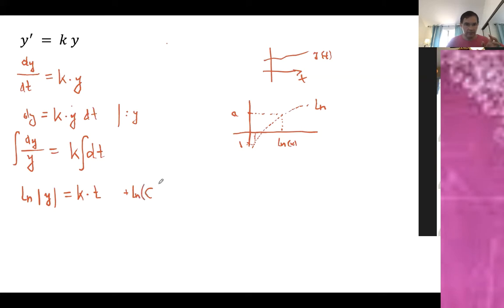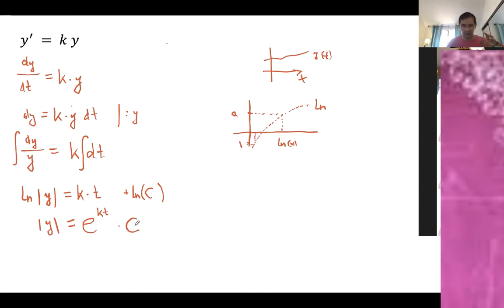Now let's apply the exponential function to the left-hand side and to the right-hand side of this equation. So now I have e to the ln of the absolute value of y, which is just the absolute value of y. And this is equal to e to the k times t, times e to the ln of c, which is just c.